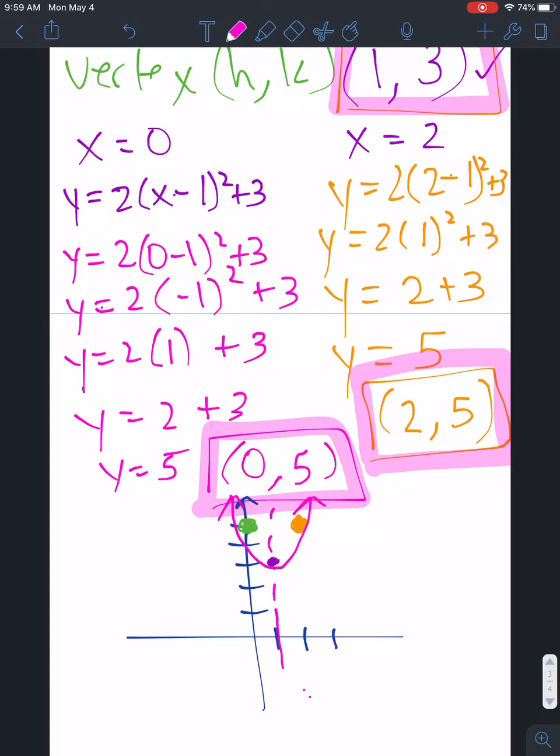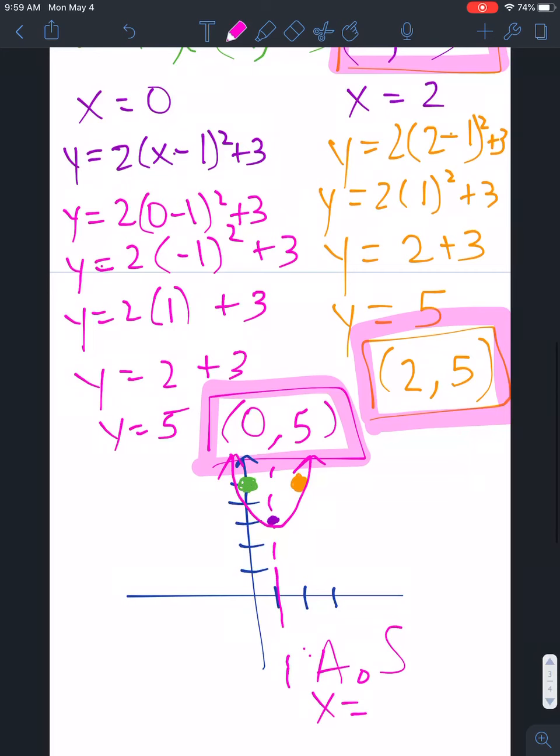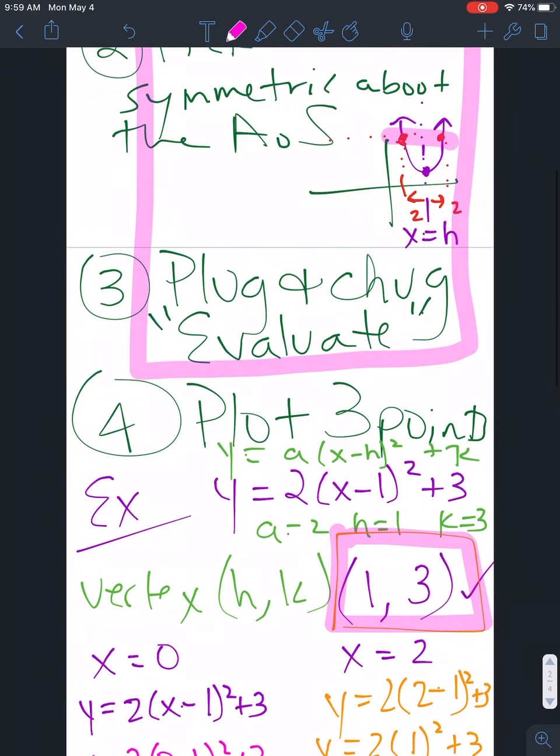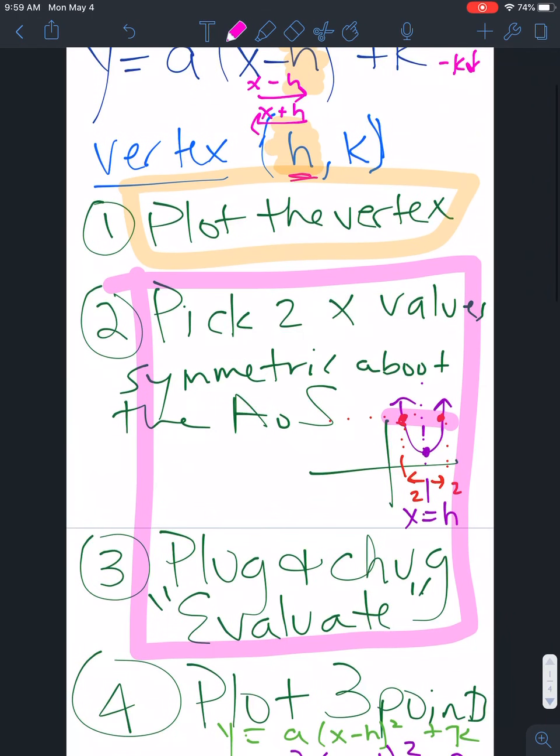Final step, I'm going to put in my axis of symmetry and label it. So it's at x equals 1. And that's my vertex right there. All right. So if a problem asks you to graph a quadratic in vertex form, you're going to follow these steps. First, you plot the vertex, which is always h comma k. You flip the sign on the h, so if it's negative inside, you make it positive, and if it's positive, you make it negative. K is always the same sign.